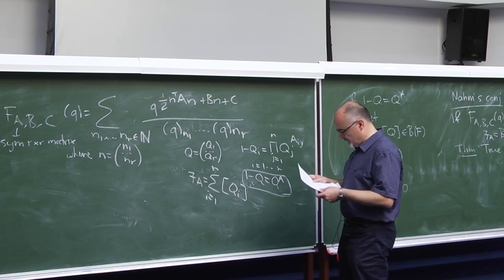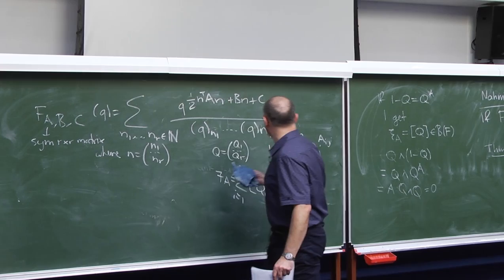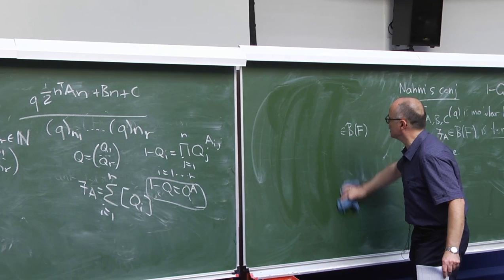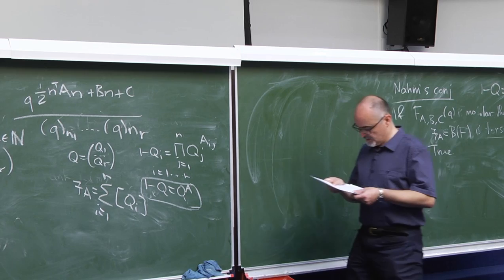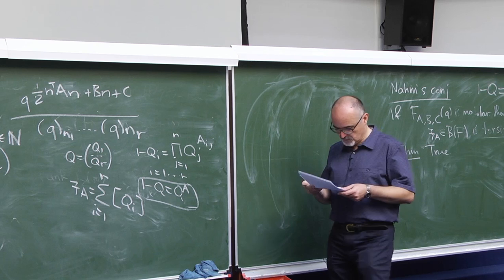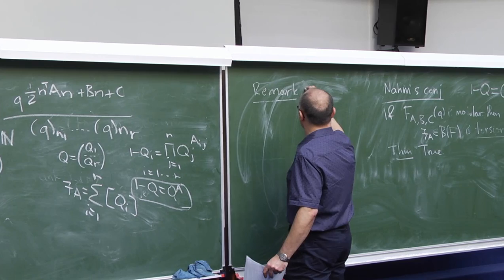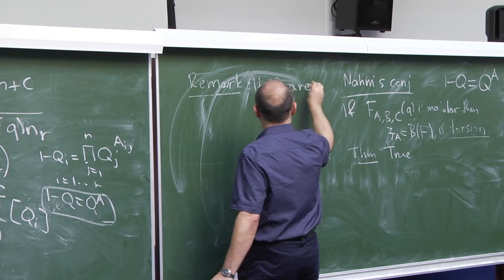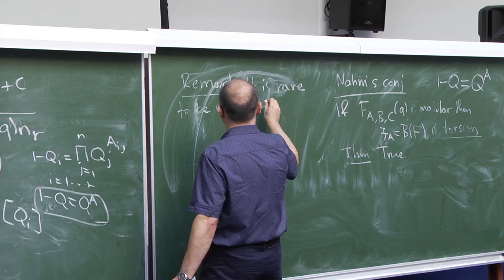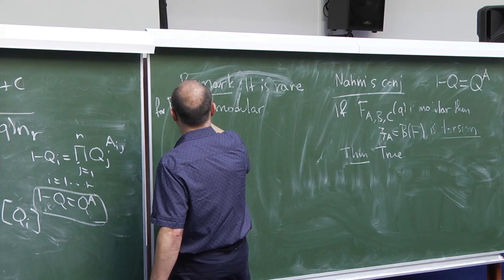Okay, now let me make some remark. I gave you an example already, due to Ramanujan, a rank 1 example of a modular Nahm sum. The question is, among rank 1 examples, how many of them are modular? So here is a remark. It is rare to be modular. It is rare for a Nahm sum to be modular. How rare?